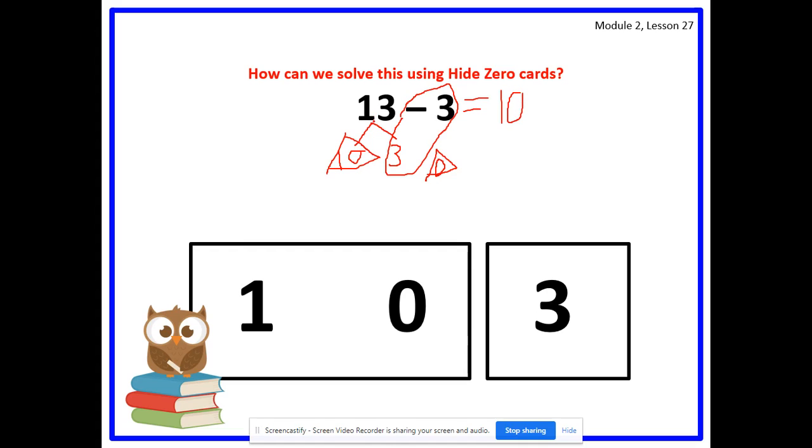So we separated our teen number into our 10s and our 1s, right? And then when we subtracted, we took away the 3 from our 3 1s. So we got rid of this card and we're left with our answer, 10. Ready to practice another one? Let's go.